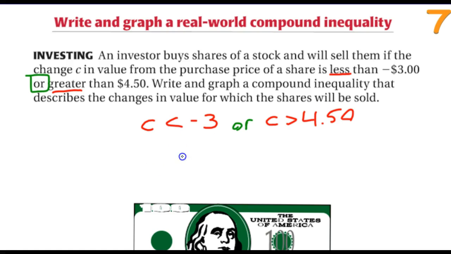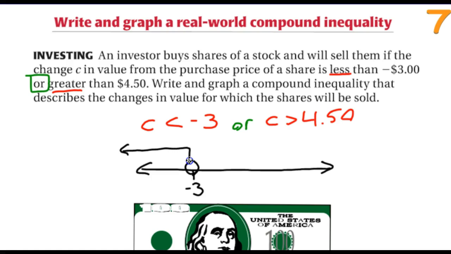If we graph this, negative 3 is the least one. So if c is less than negative 3, an open circle, he will sell, or if c is greater than 4.50, another open circle, he will sell.